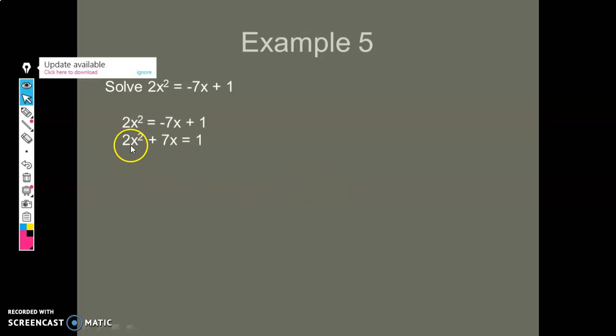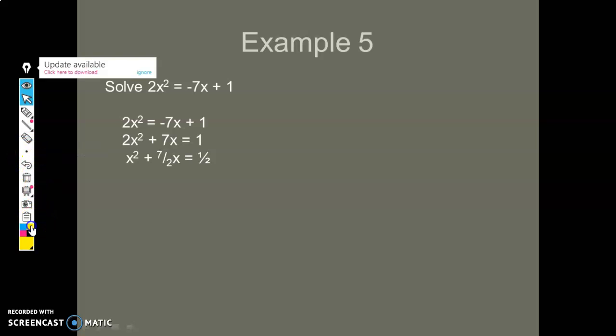All right, and now, before we go any further, we need to isolate x squared. Okay, get rid of the 2. So what we have to do is actually divide every term by 2. We have to divide both sides by 2, which divides every term by 2. So this is what it would look like when we divide everything by 2.